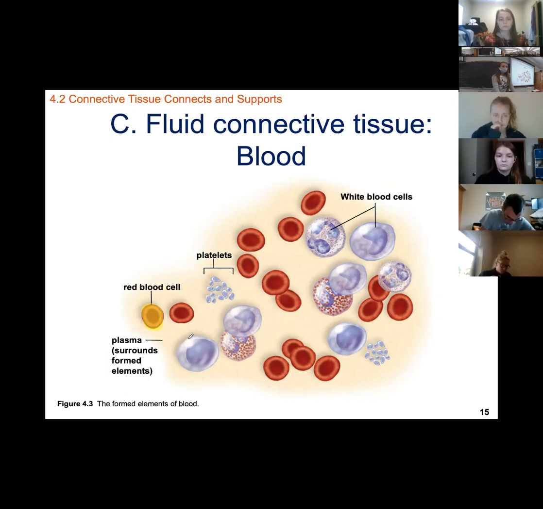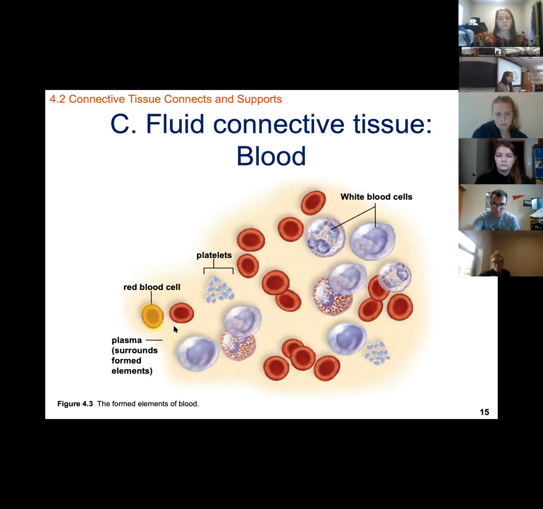The plasma is what surrounds all these formed elements. It's why when you donate plasma, they give you your red blood cells back. Then you have white blood cells. There are different types of white blood cells, and we don't talk about that in this class. But the different types of white blood cells are identified by the different shape of their nucleus.